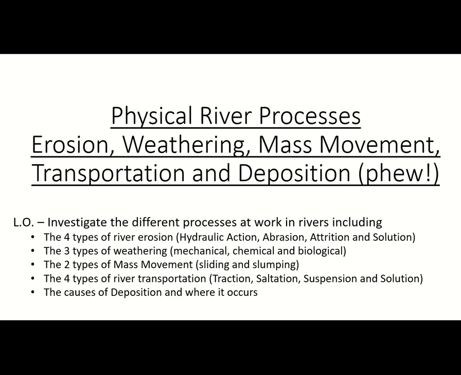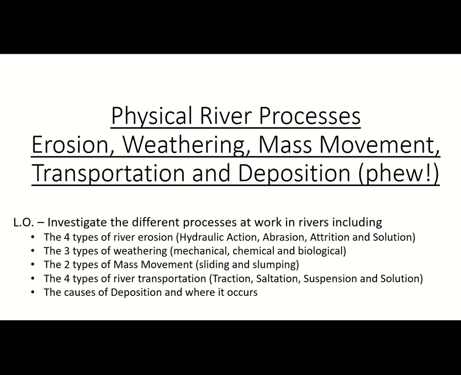You can see from the learning objectives that there are 4 types of river erosion, and they are hydraulic action, abrasion, attrition, solution, or hydabatsol. There are 3 types of weathering that we need to be aware of when it comes to river processes, and they are mechanical, chemical and biological weathering. 2 types of mass movement that we're going to focus on here, which is sliding and slumping. 4 types of transportation: traction, saltation, suspension, solution, or trasal, sasol.